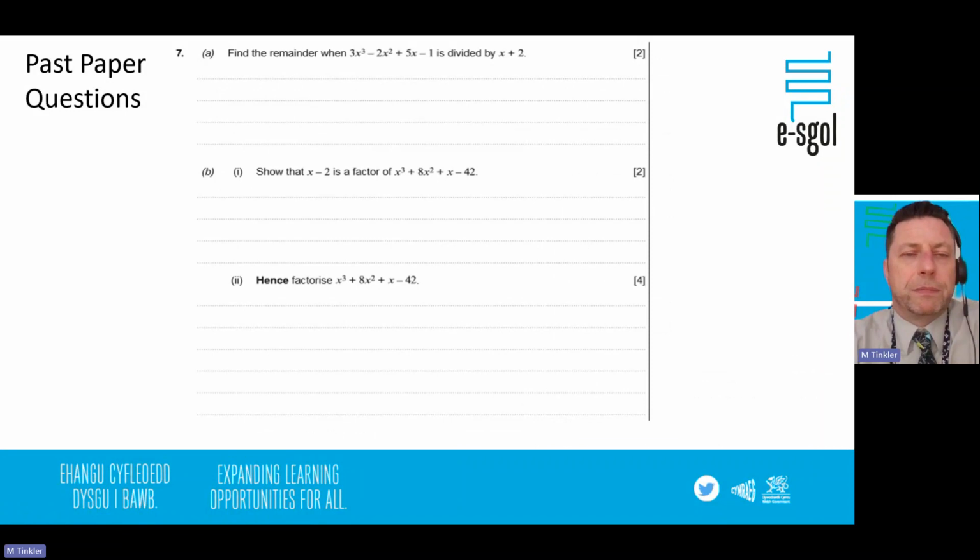Next question. Find the remainder when it's divided by x plus 2. Now you'll find this question is very similar to the last one. It's almost like it's been cut and pasted from the year before. Same sort of marks. So off you go. Go and do part A and B.1. The 4 marks are very, very straightforward.